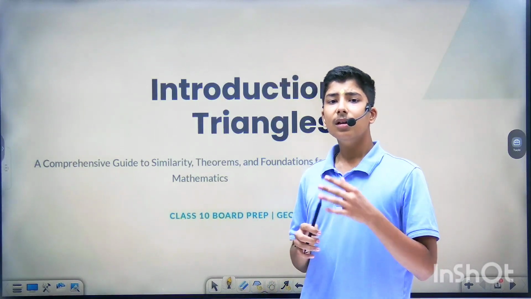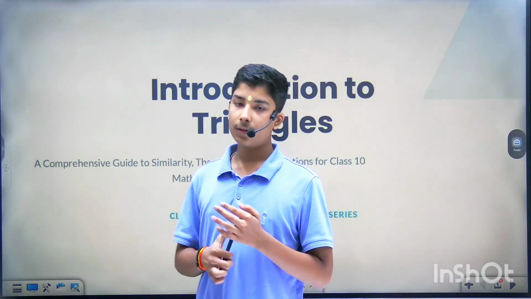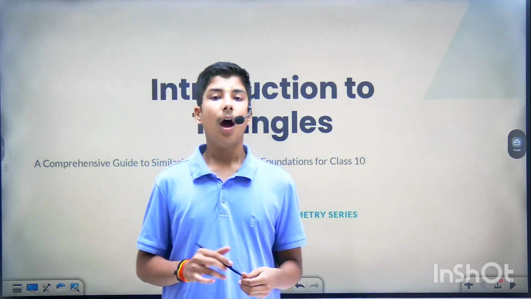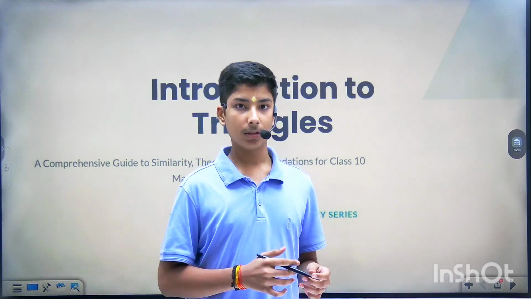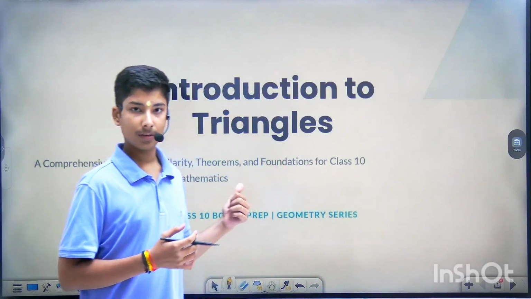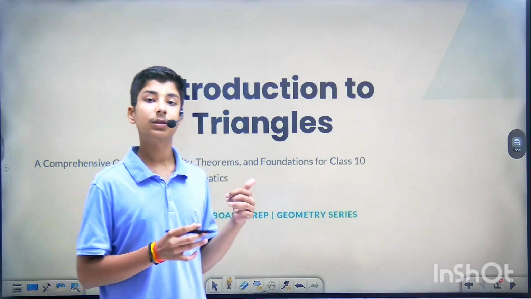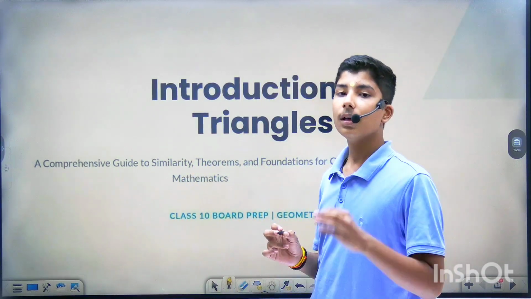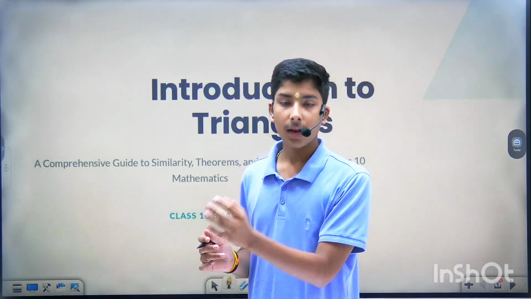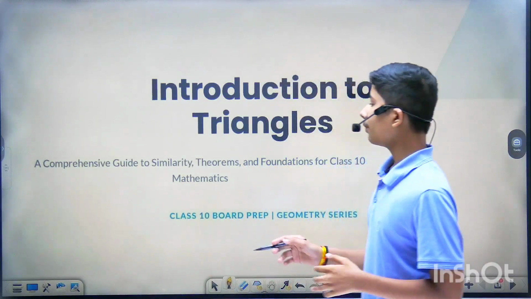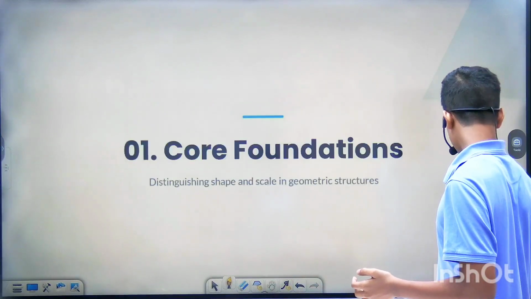And see, in class ninth, we have read about the congruence of triangles, means how a triangle is equal to another. We read 5 criteria, but here we are going to learn about similarity of triangles. Now there is a difference between triangles being similar and triangles being congruent. There is a difference between them. But before doing this, firstly we'll start.